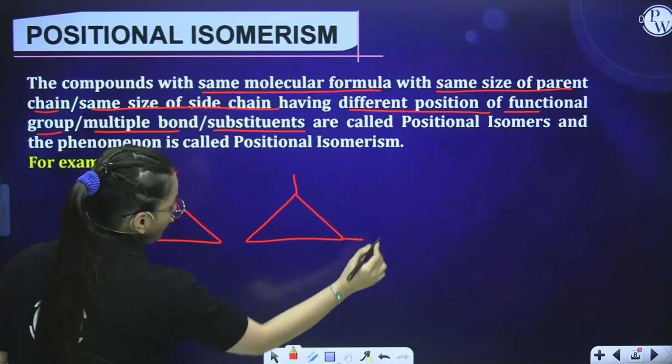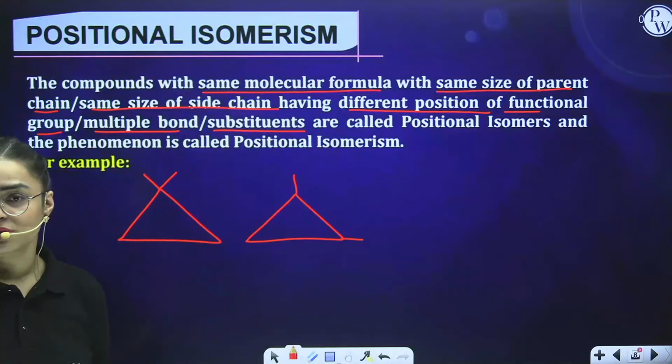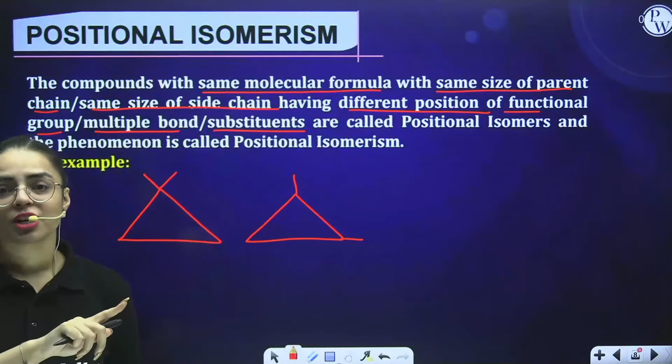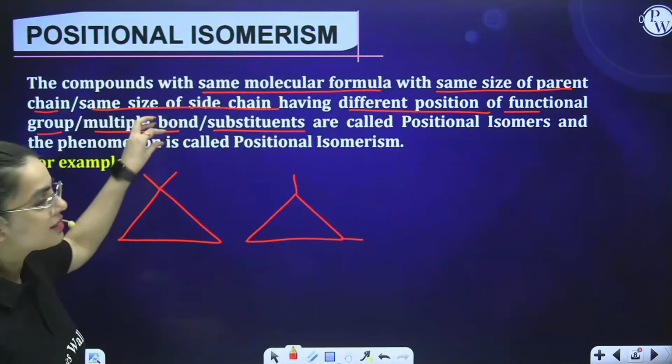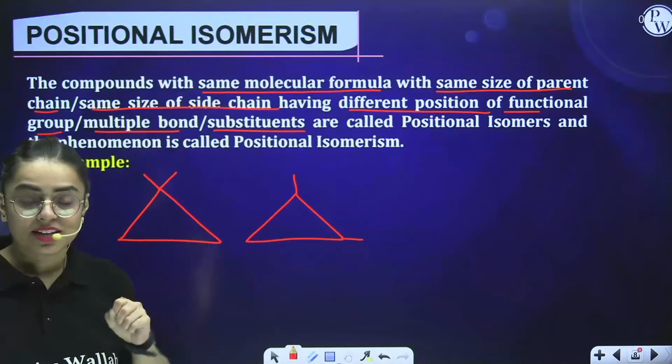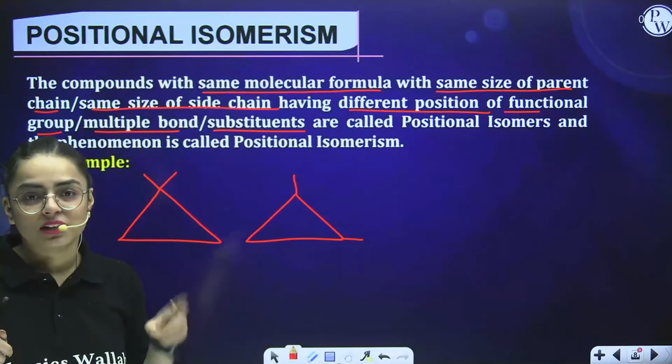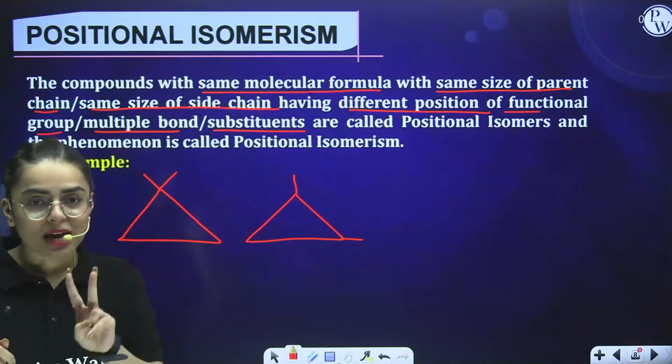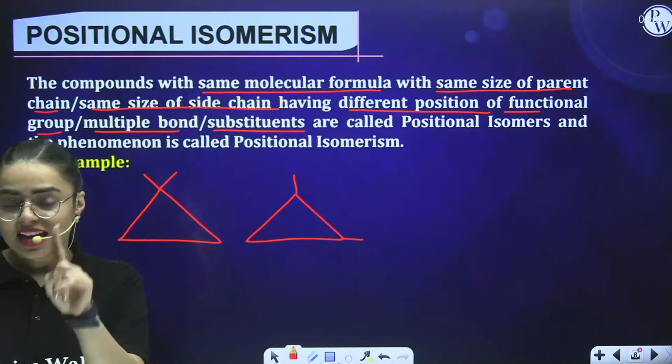Now you will say, ma'am, this is chain isomers. No, chain isomers were a quite different concept. We took here ethyl group and methyl groups were present. Side chain sizes were different. In the very first case, there were 2 carbon atoms. In the second one, there was methyl, so 1 carbon atom.